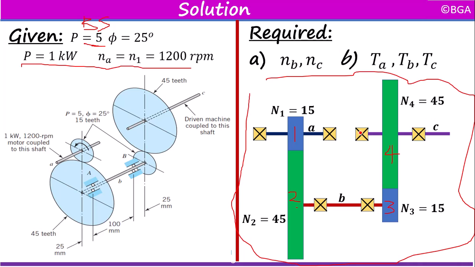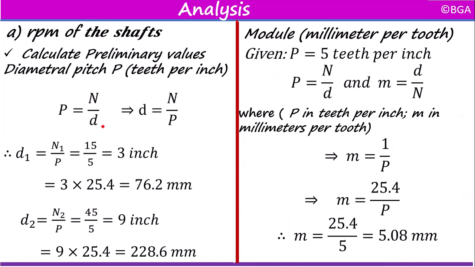Now to find out the RPM of shaft B and shaft C, we need to find preliminary values which are important in finding later the RPM, the force transmitted and the overall gear ratio. Okay, let's find these preliminary values. So let's start with the diametral pitch. Diametral pitch is the number of teeth divided by the pitch diameter of the gear. This is in terms of the British unit, gear tooth size specified in terms of the British unit.